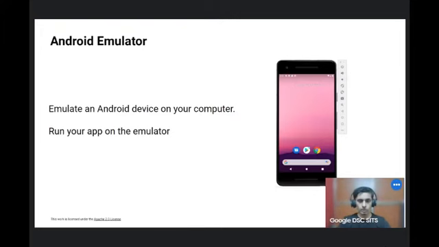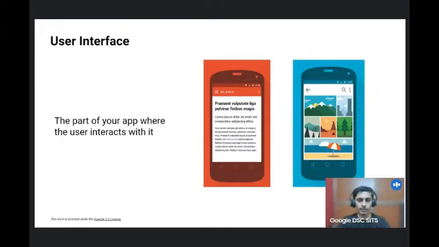Okay, so let's talk about the user interface. The user interface, which is also known as the UI of your app, includes what the app looks like and how the user interacts with it. As you proceed with this course, you will learn the basics of customizing the user interface of a simple application. You will learn how to create different types of UI.